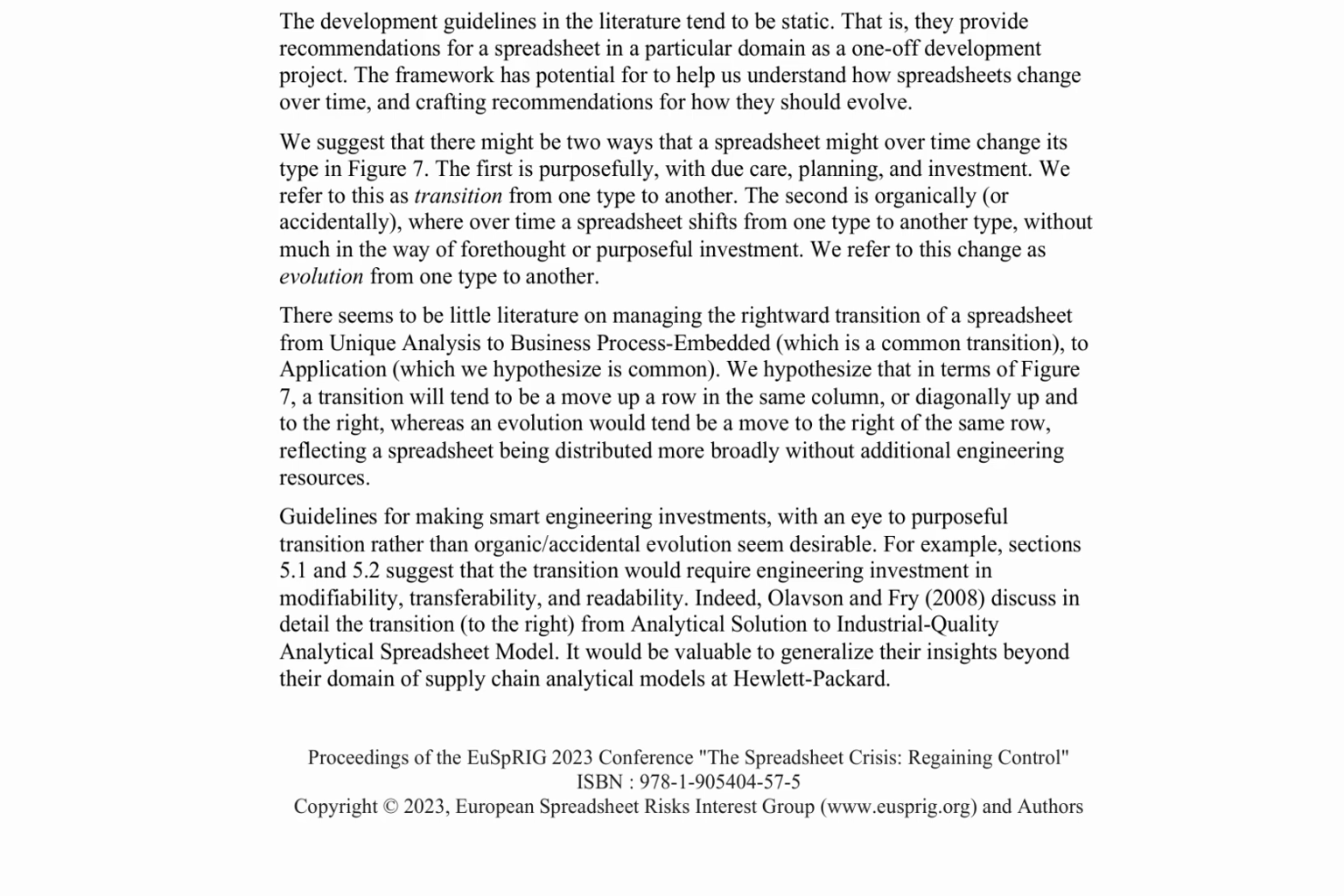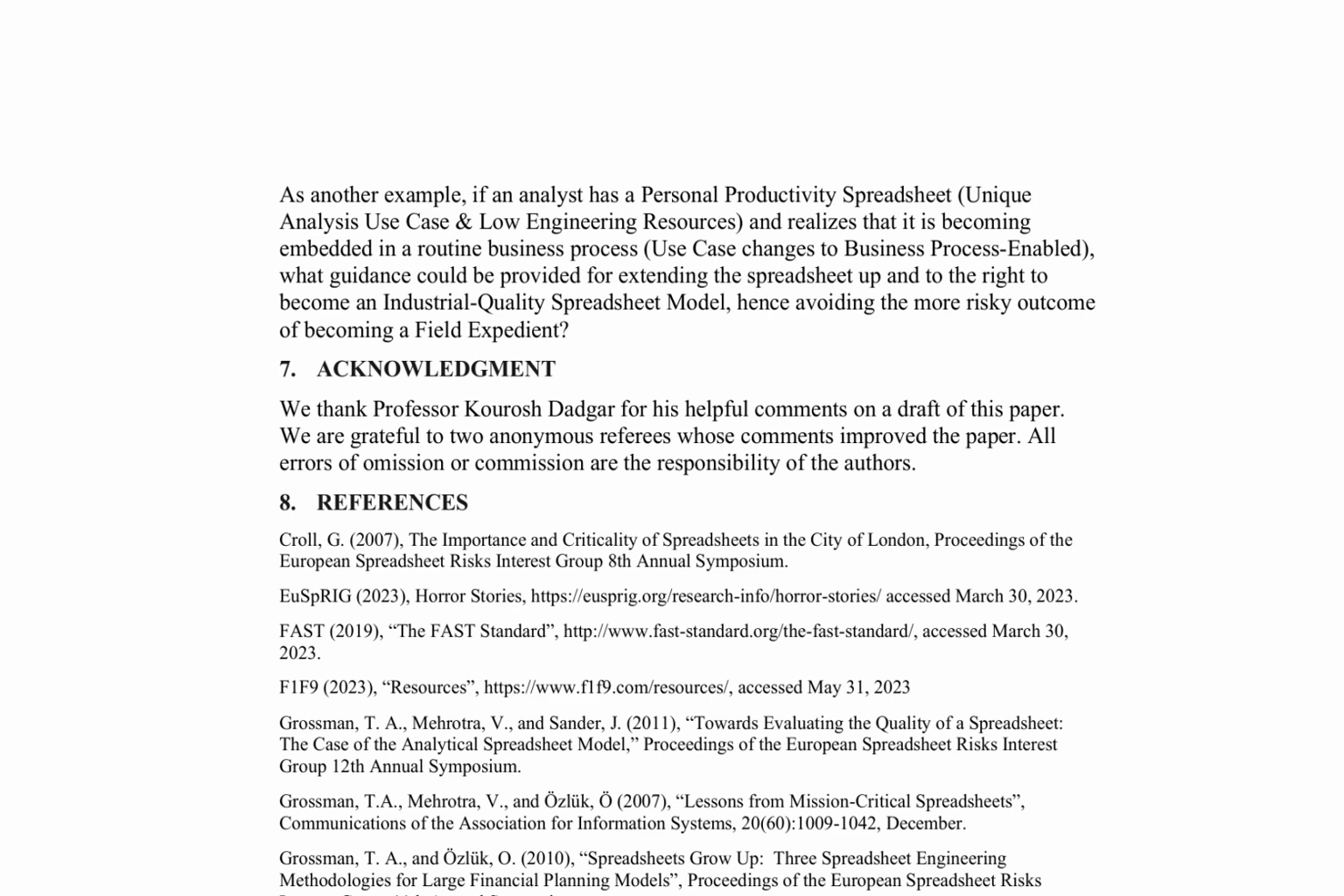Finally, they suggest generalizing insights from Olofsson and Fries, 2008, discussion on transitioning from analytical solution to industrial quality analytical spreadsheet model beyond their domain of supply chain analytical models at Hewlett-Packard. Personal productivity spreadsheets, commonly used in business settings, pose significant risks when employed as field expedient solutions. To mitigate these risks, it is essential to extend these spreadsheets to industrial quality spreadsheet models. This transition is particularly crucial when spreadsheets become embedded in routine business processes, necessitating guidance to ensure a seamless integration.